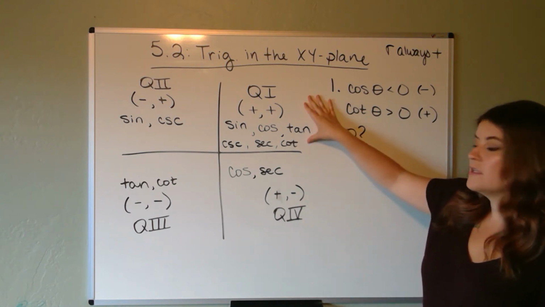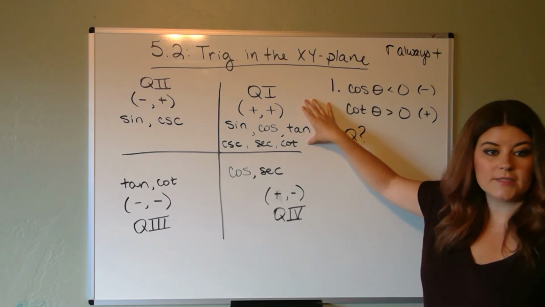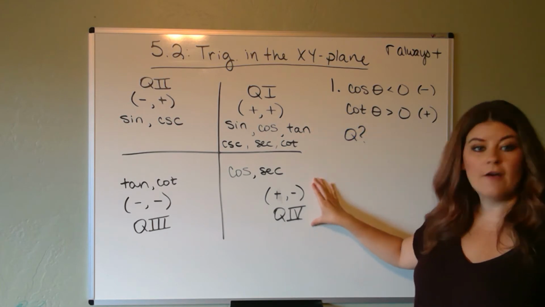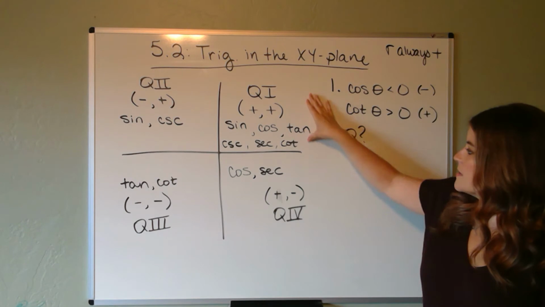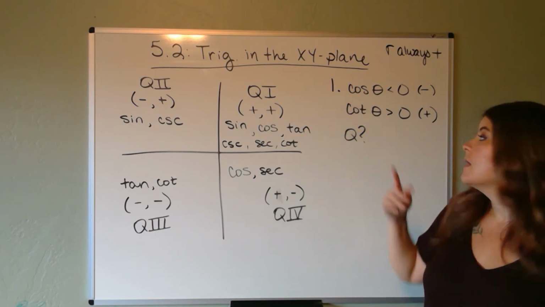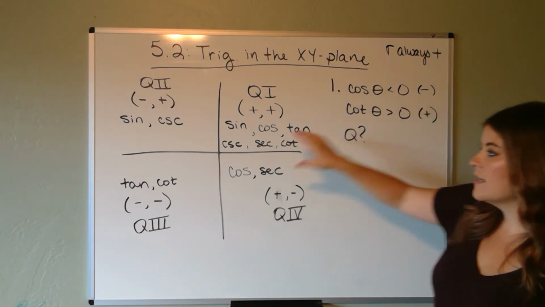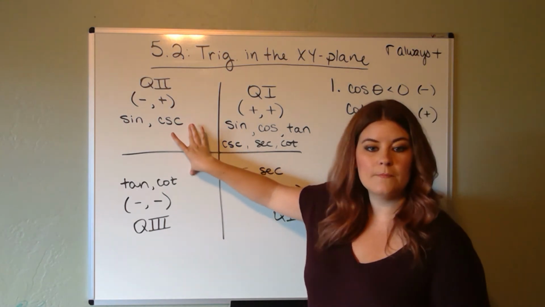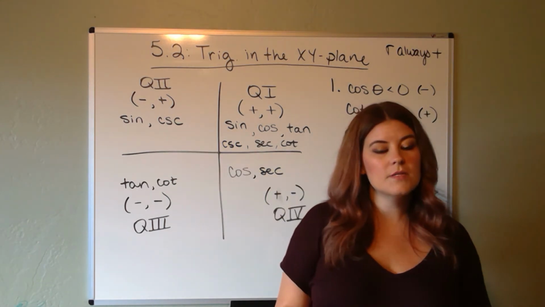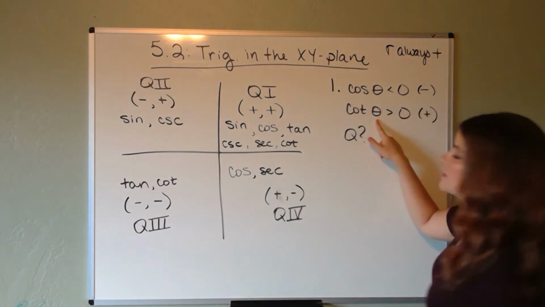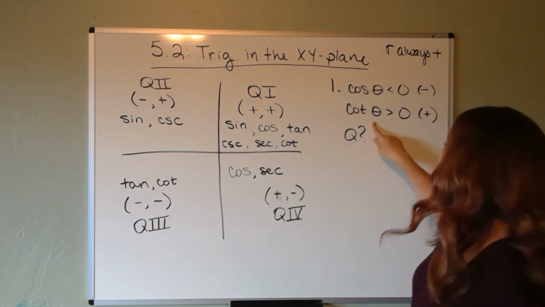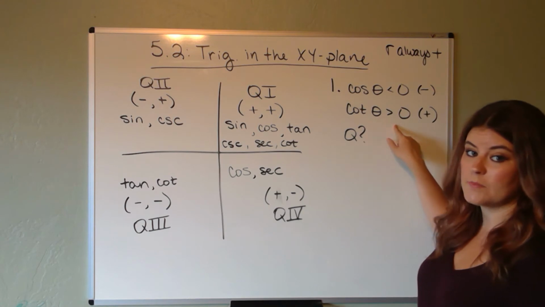It's positive in the all quadrant, so positive in quadrant 1, and the calculus for cosine quadrant. So cosine is positive in both of these. So if I'm looking for a place where it's negative, it has to be 2 or 3. Okay, so that gives you a little information, but not enough to choose if it's 2 or 3. Then you look at the second piece of information. It says cotangent is positive.